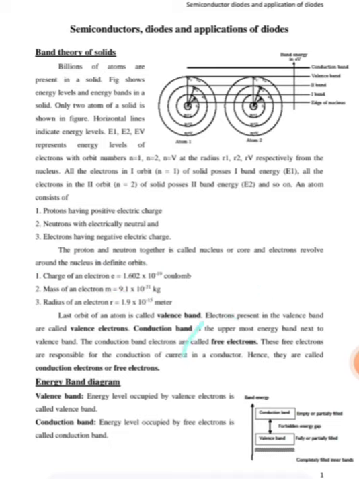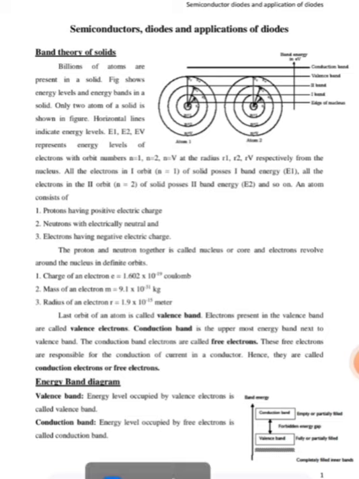So here we have already discussed that the last orbit of an atom is called the valence band. Electrons present in the valence band are called valence electrons. The conduction band is the uppermost energy band next to the valence band, and the conduction band electrons are called free electrons. As soon as we provide energy externally, the electrons present in the outermost orbit absorb that energy and are set free into the next level, where that electron will be called a free electron. These free electrons are responsible for the conduction of current.